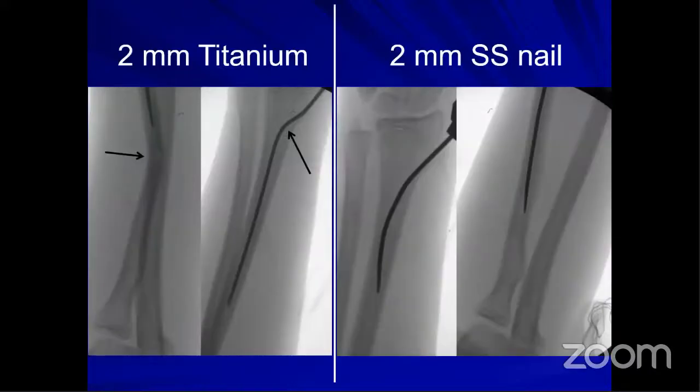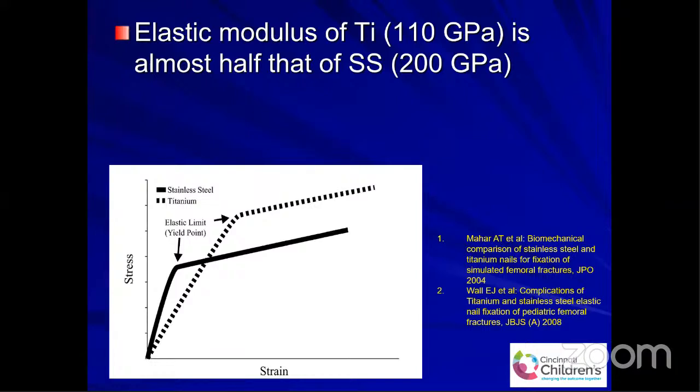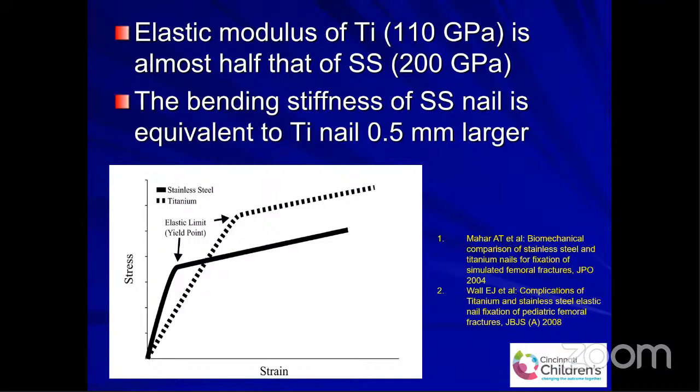We briefly went through it, but what happens with the titanium nail is that when you push it, it can bend on you, because it's more elastic than the stainless steel nail. So sometimes if you're struggling and you're not able to pass the nail because it is bending at the insertion site, then a stainless steel nail would be better. The elastic modulus of titanium is half that of stainless steel, and the bending stiffness of a stainless steel nail is equivalent to a titanium nail that is 0.5 millimeters larger. So what that means is that the titanium nail is more elastic.